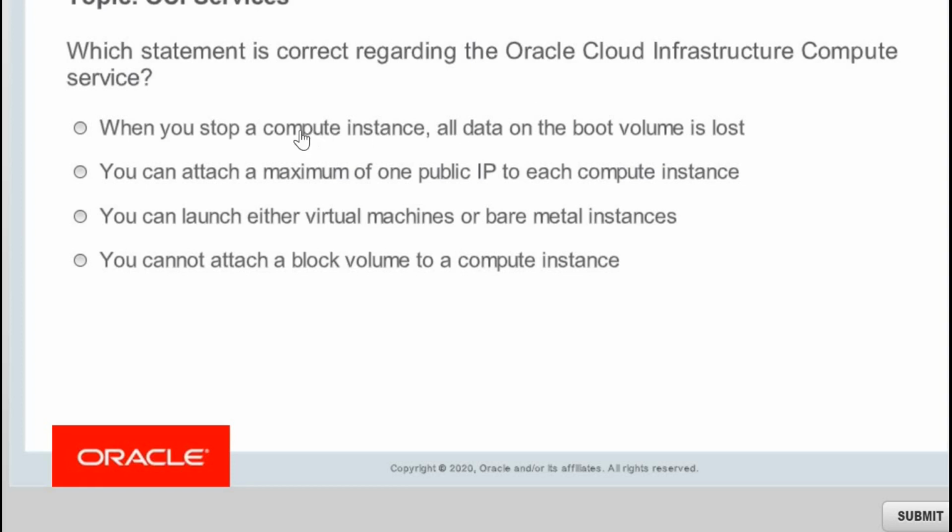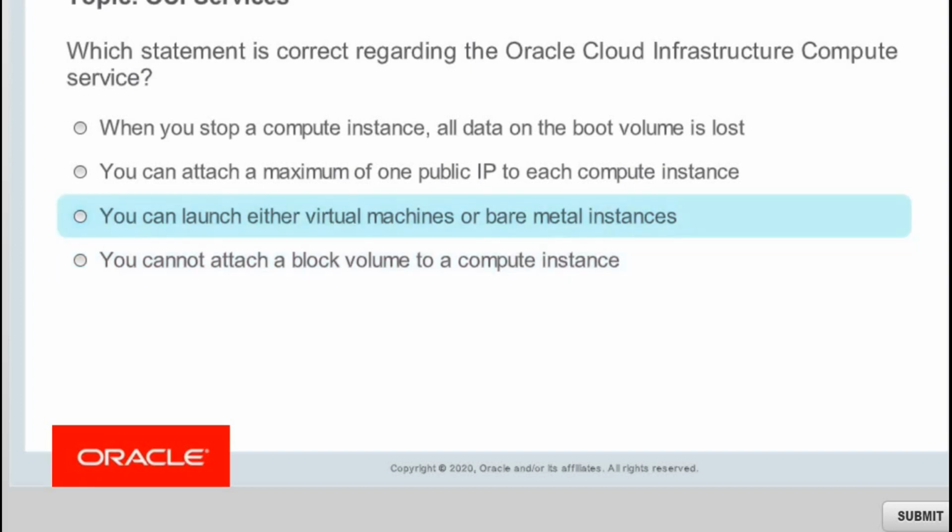So I need to find the correct statement. When you stop a compute instance, all data on the boot volume is lost. Well, that is not right, because you have an option to not delete the boot volume and just delete the instance. You can attach a maximum of one public IP to each compute instance. That is also not right. You can attach multiple public IPs. You can launch either a virtual machine or a bare metal instance. So that is totally right. While launching an instance, you can choose either a virtual machine or a bare metal. You can't have both for the same instance.